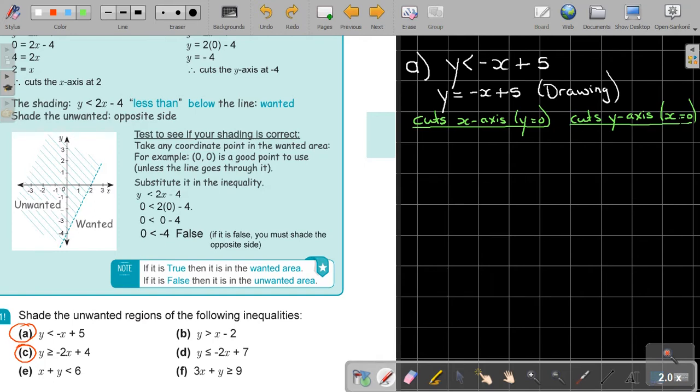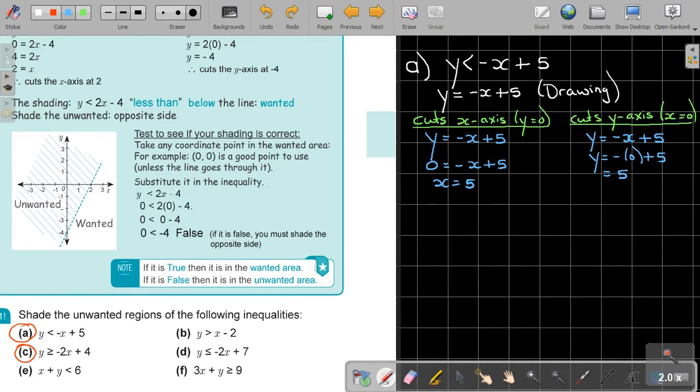So in this case, it's going to be like this. I'm going to write it first down, just the equation like it is there. So y equals, and in the place of y, I put a 0. So it cuts the x-axis at 5. Again, just write it down. And in the place of x, I put a 0. And now it's 5 and 5, okay?